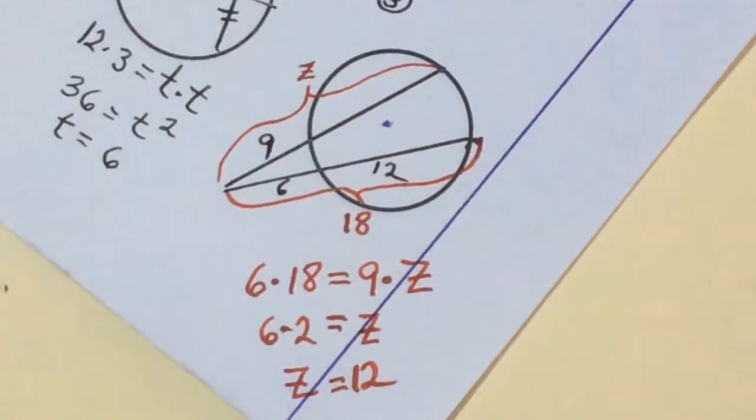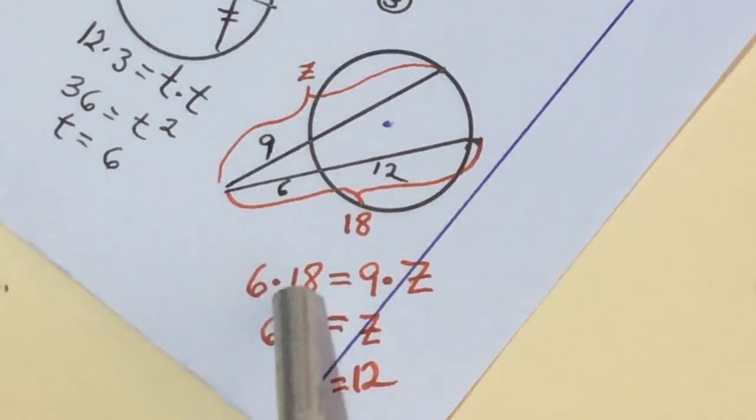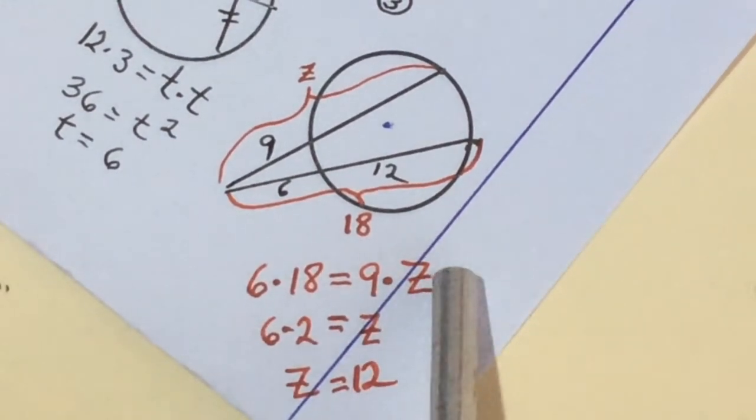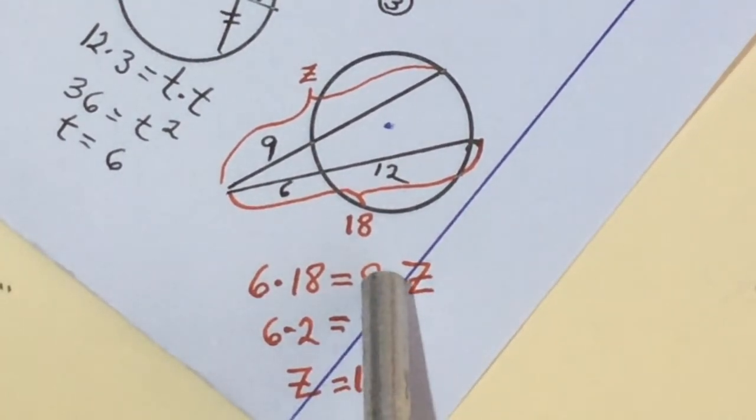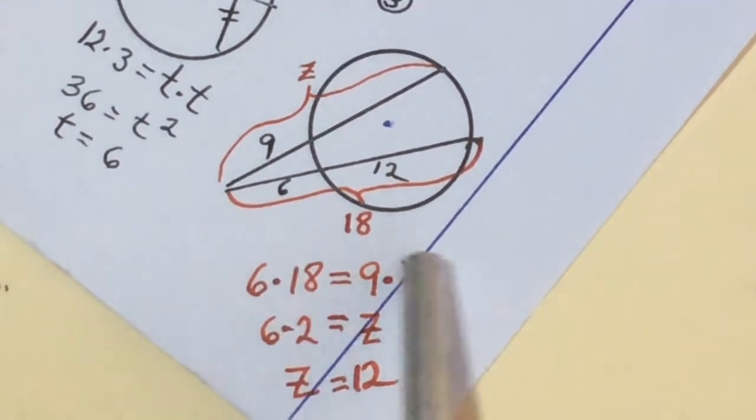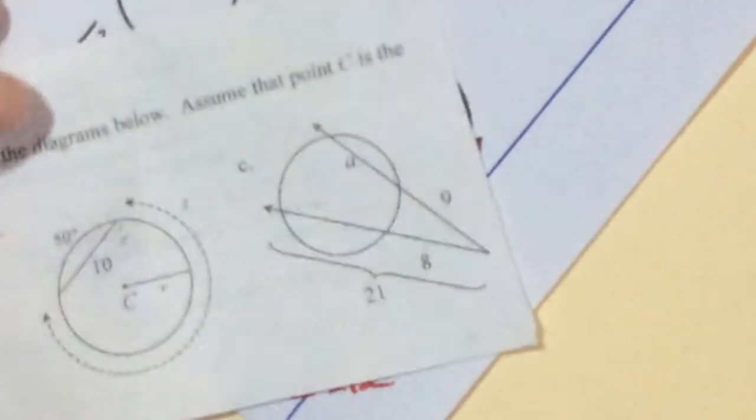Okay. What's that? How'd you get 6 times 2? Well, I had 6 times 18 is equal to 9 times z, right? I wanted to get rid of the 9, so I divided both sides by 9. So let's do this one.